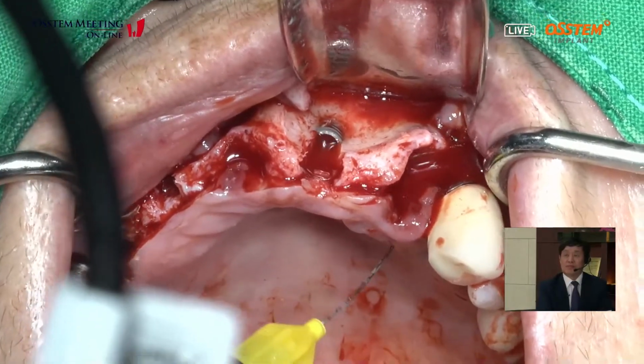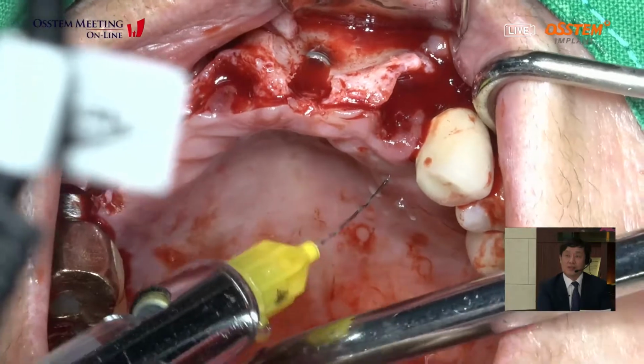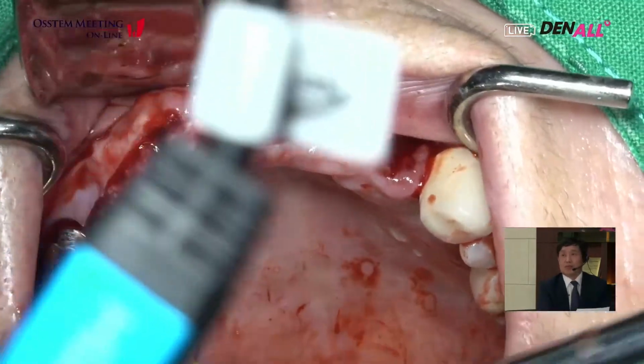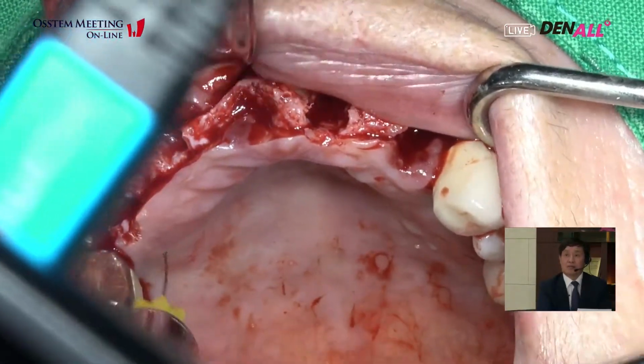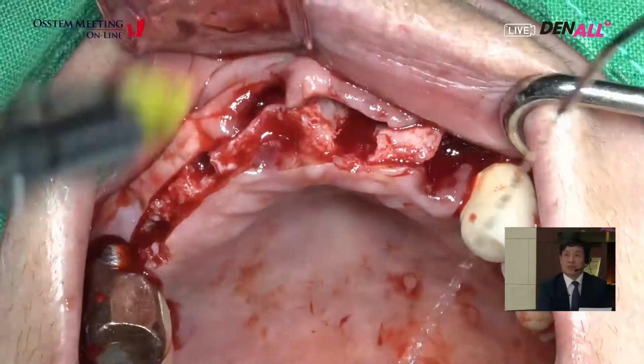So the patient feels some pain, so I will do numbing. The patient has slight pain, so additional anesthesia, infiltration of anesthetic.